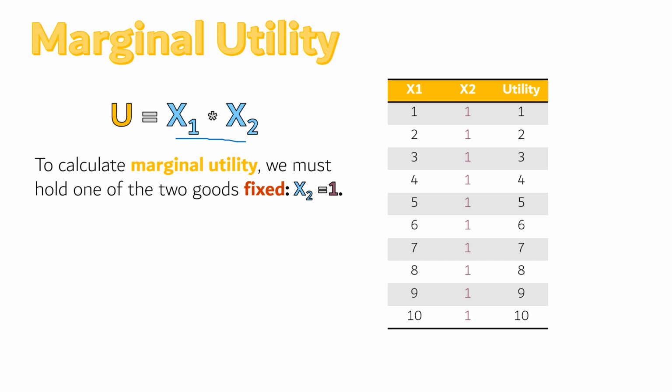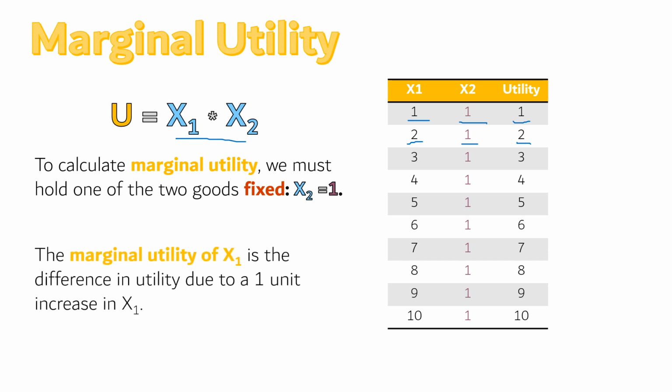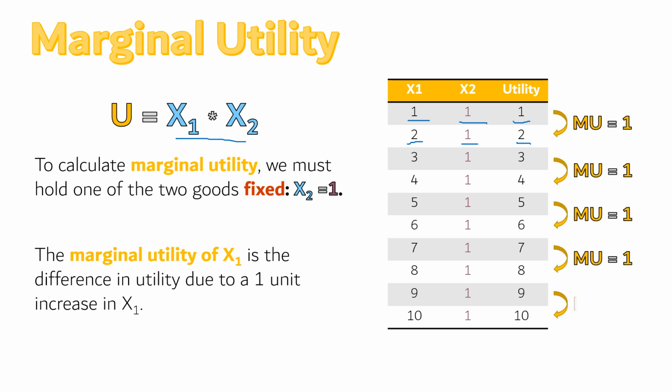If we get 1 x1 and 1 x2, we will have 1 unit of utility. But if we get 2 x1 and 1 x2, we will have 2 units of utility. The marginal utility of x1 is the difference in utility due to a 1 unit increase in x1. So going from 1 unit of x1 to 2, our utility went up by 1 unit. And indeed, if we calculate marginal utility at these other steps, we see it is 1 every time.